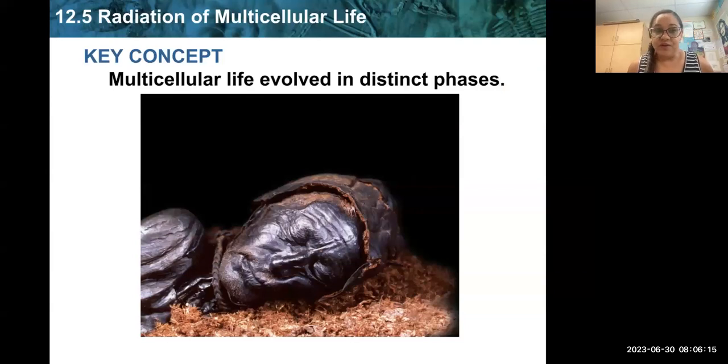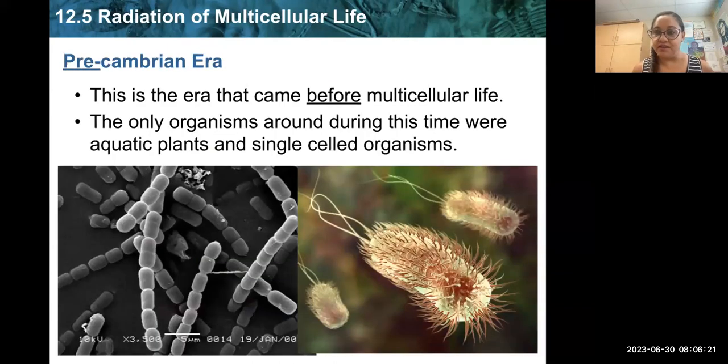And then moving on to 12.5, multicellular life evolved in distinct phases. This is where we go through the specific eras. So the pre-Cambrian era, the prefix pre means before. So this is basically everything that came before the Cambrian period. This is the era that came before multicellular life. The only organisms around during this time were aquatic plants and single-celled organisms, those bacteria, those prokaryotes we talked about once upon a time.